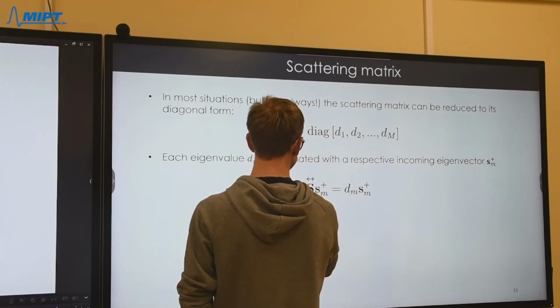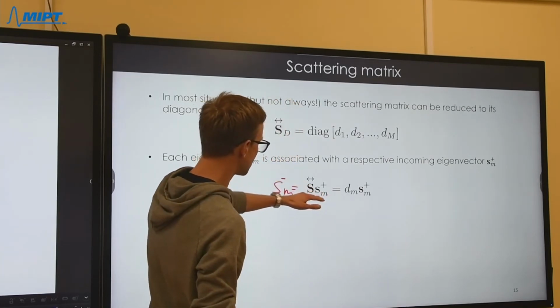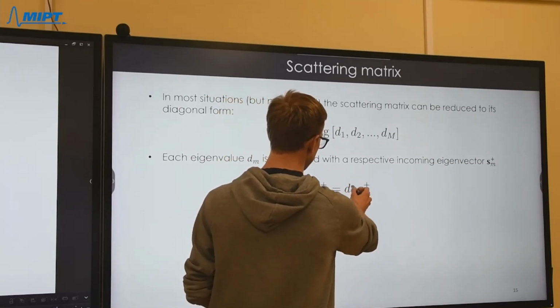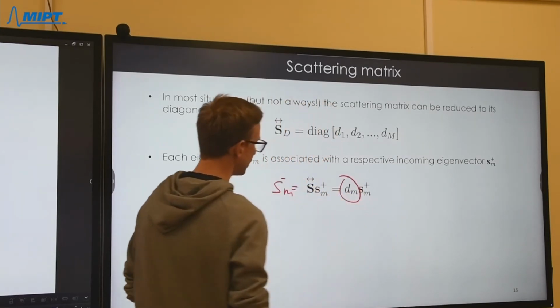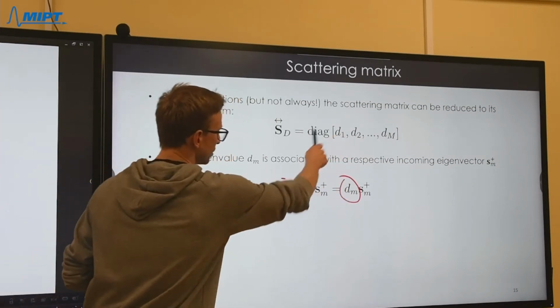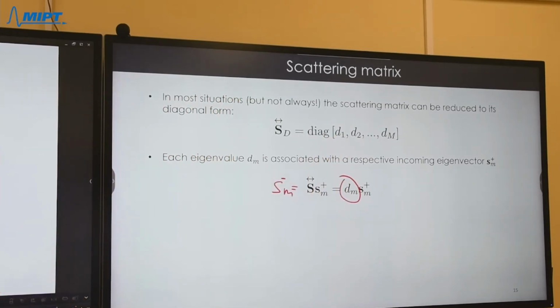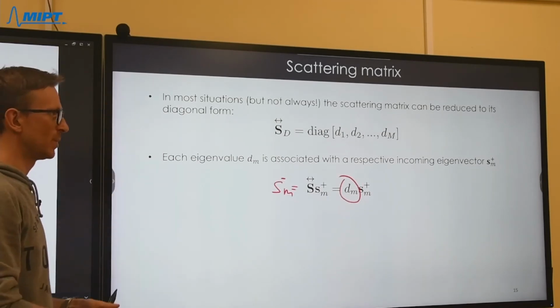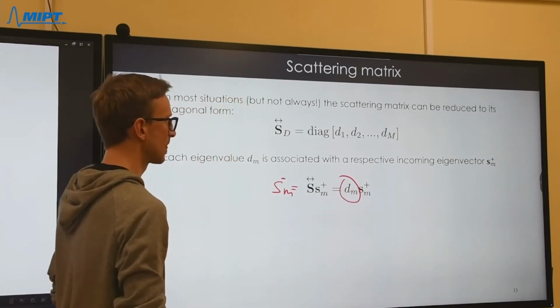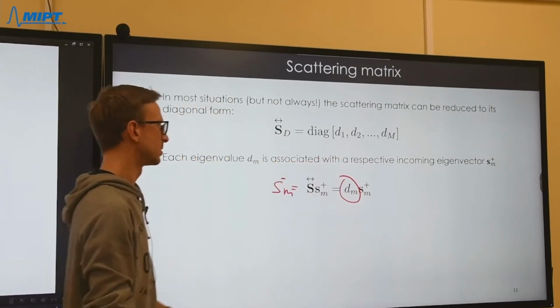S minus M will equal S acting on Sm plus, and that will simply be some scalar multiplied by the initial vector. So the vector of all incoming amplitudes, S plus, is simply modified by a scalar by the diagonal matrix element, and this gives you the vector of all outgoing waves. So the waves, of course, change from incoming to the outgoing, but the vector of complex coefficients, complex amplitudes, is simply modified by this scalar d.